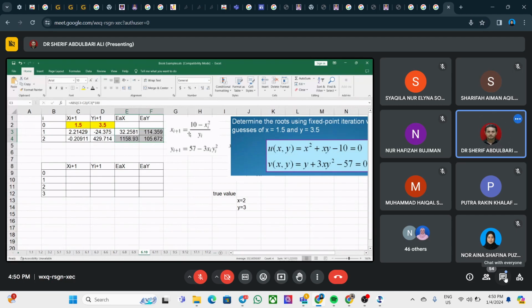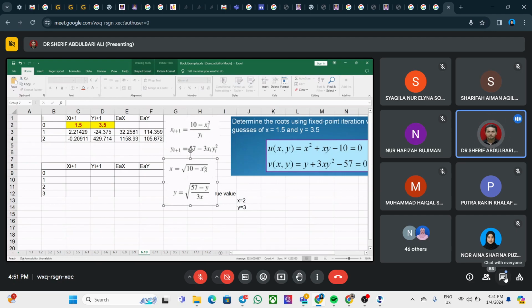So what you need to do, remember last class we said, to guarantee that this fixed point is going to converge, maybe you need to choose a different x to be rearranged. So that means you stop and consider, instead of using this value of x to rearrange, I'm going to use the x squared. And instead of using this value of y, I'm going to use the y squared to rearrange. So maybe my rearrangement is going to be something like this. x is equal to the root of 10 minus xy, and y is equal to the root of (57 minus y) over 3x.